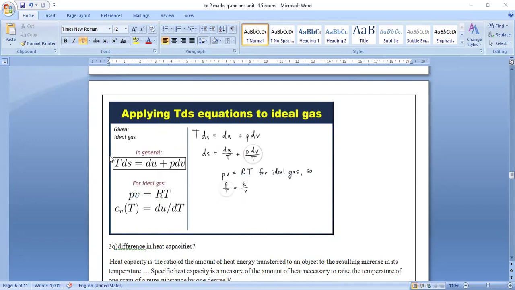So whatever the TDS is, it is nothing but a heat. TDS means temperature times the difference in the entropy, dS, which is internal energy plus P dV, the work done. So internal energy and work done. So for an ideal gas, you are taking PV is equal to RT.